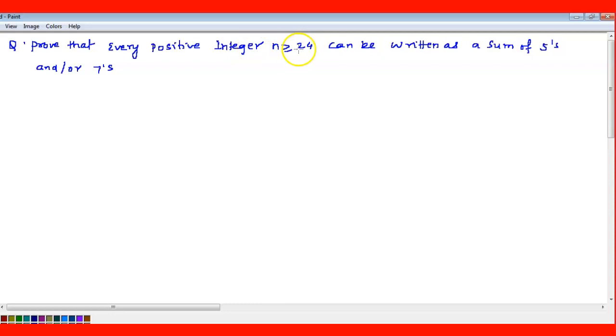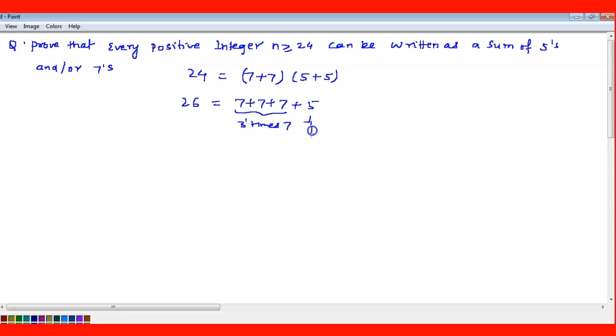Consider any number given that is greater than or equal to 24. Like 24, consider first. So we can write 24 in terms of 7 and 5. You can express 24 as a sum of 5s and 7s, which means you can write 7 plus 7 and 5 plus 5, right? Like this. Any number greater than 24, like 26, is also there. So 26 we can also write as 7 plus 7 plus 7 and plus 5. So we have used 3 times 7 and 1 times 5.